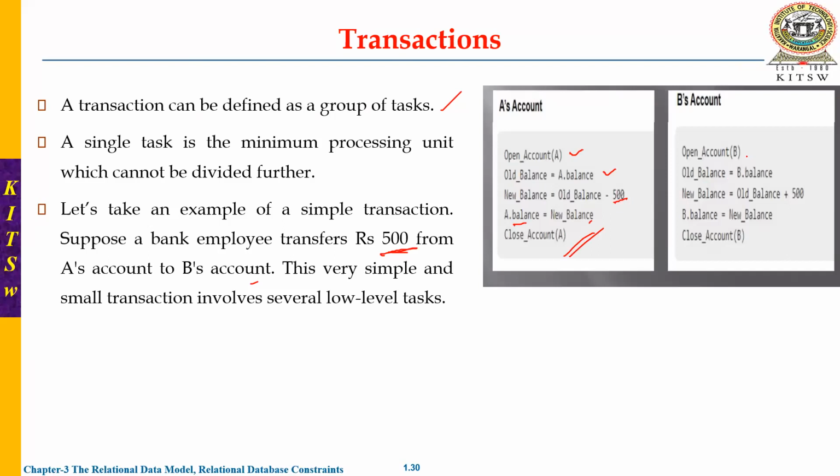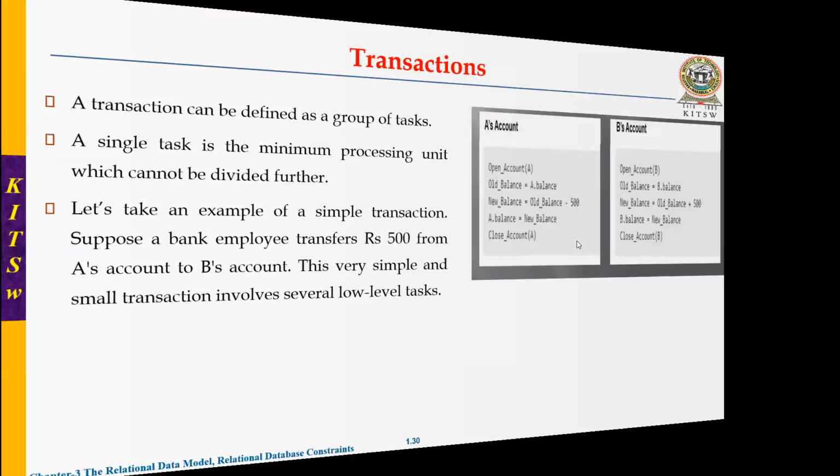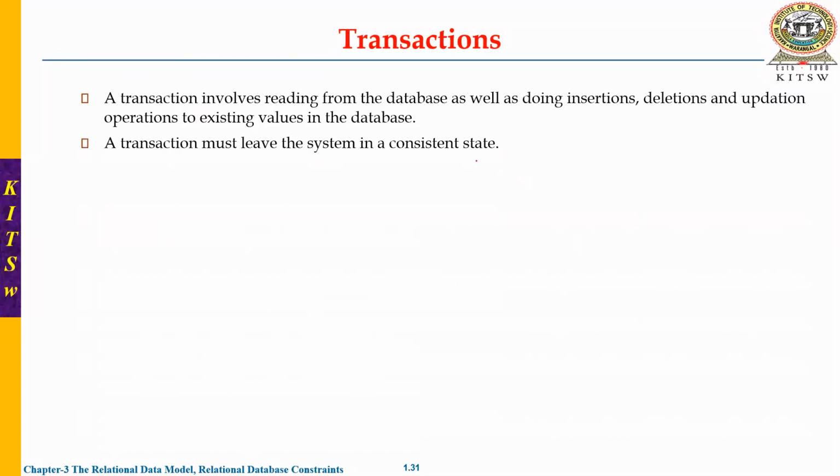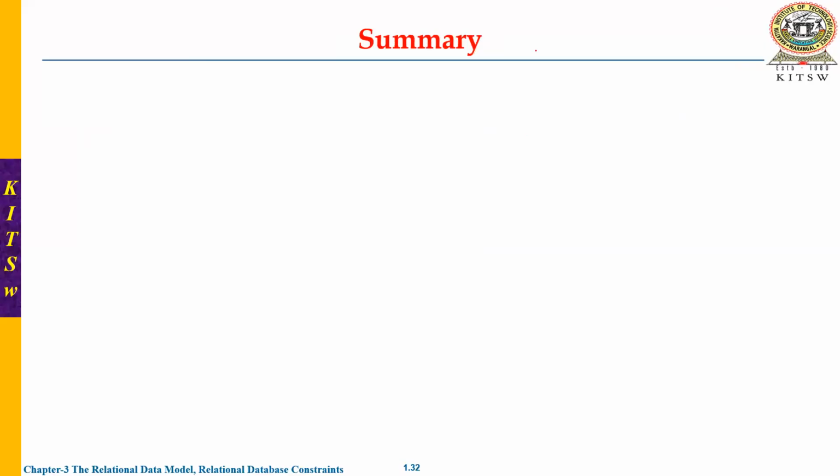In the same way, open account B, old balance equals B dot balance. You are going to add 500 to the old balance to get the new balance, and then you are going to close the account. So these are the several steps when you are doing simple operations. A transaction involves reading from the database as well as doing insertion, deletion, and update operations on the existing values in the database. A transaction must leave the system in a consistent state.